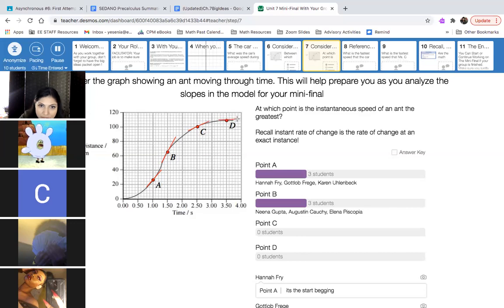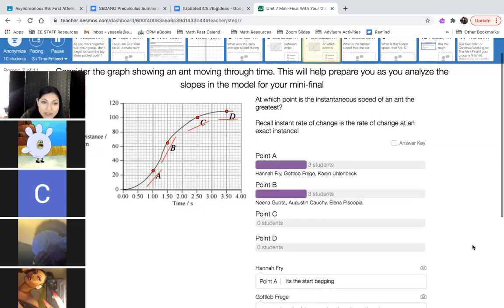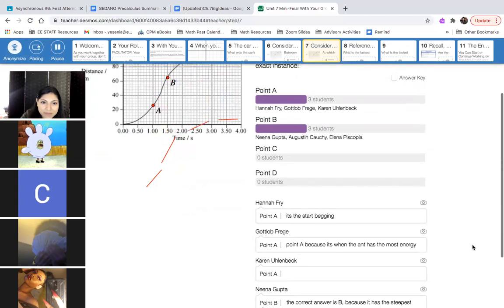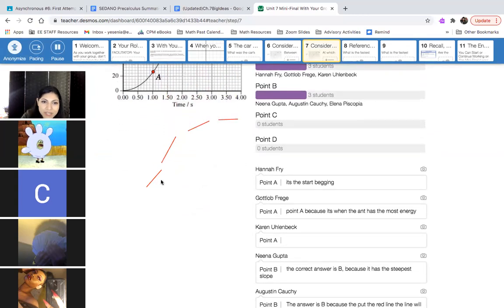So this is how we're going to figure out which of these points gives us the highest or the fastest speed, aka steepest slope. So let's just pull this down. So this one's A, B, C, D. So we look at this, right? What would you say is the steepest? This is for everybody. Let me just label this. So this was point A. This is point B, point C, point D.